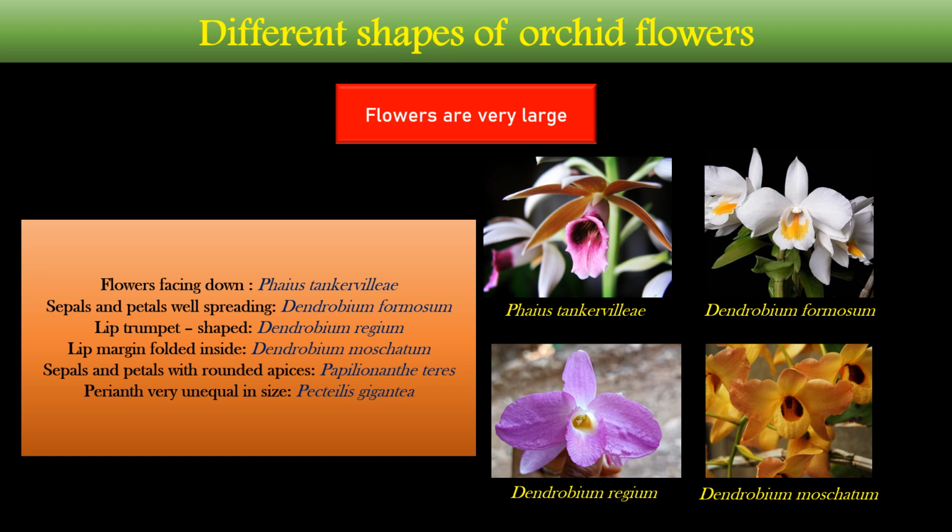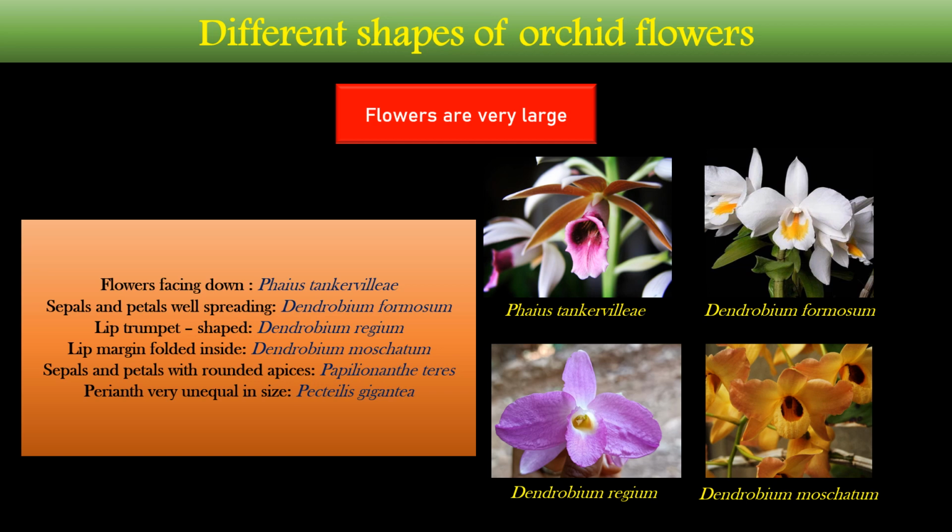So first, flowers that are very large. The main characteristic of these is that those flowers which are very large have the flower facing down. For example, you can say Vanda tankervilleae. So in this one, the flower is facing down. So for that you can assume that this flower is a very large one. So this is one characteristic.